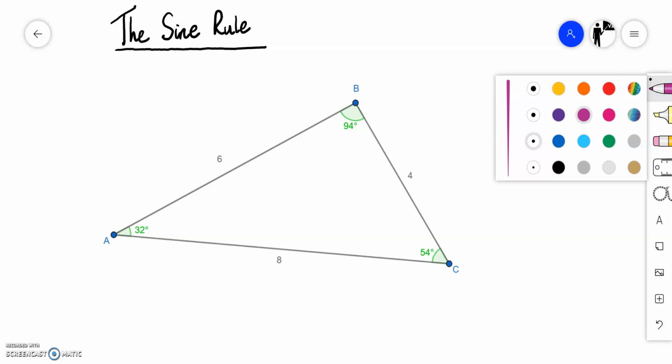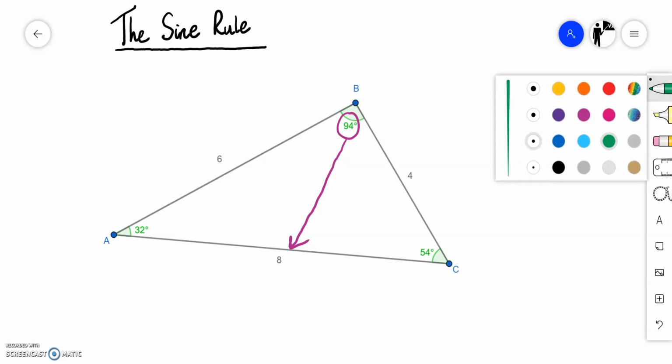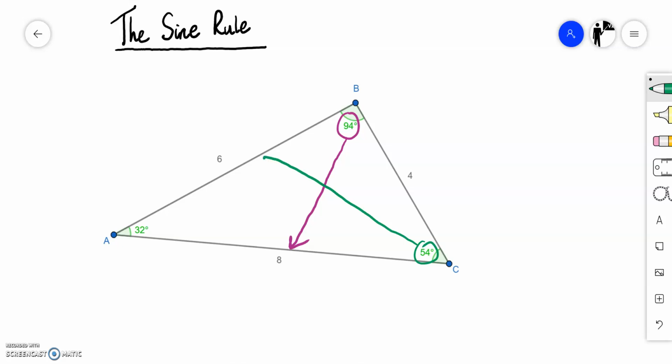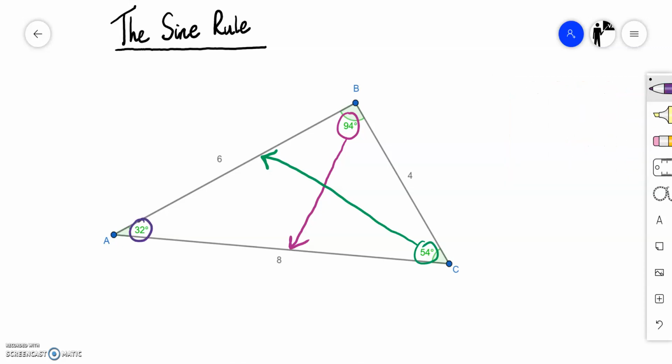Hopefully you can see that 94 degrees is the biggest angle. Do you notice that the side across from the biggest angle is the longest? The second biggest angle, 54 degrees, the side across from that angle is the second biggest. The smallest angle, 32 degrees, the side across from it is the smallest side.